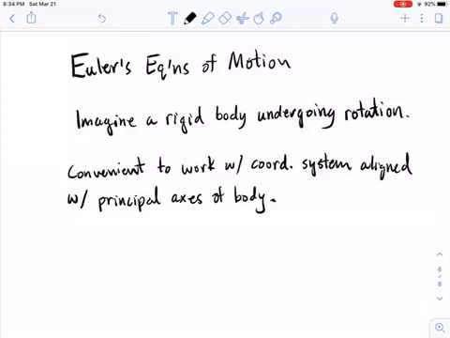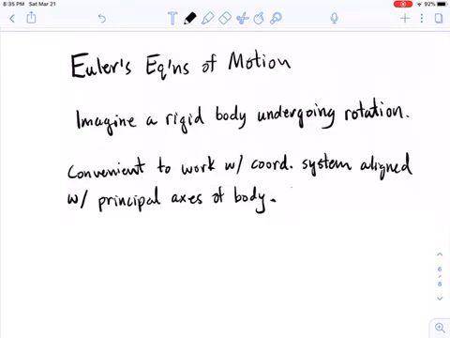So what we're going to try to do is work with a coordinate system that is rotating with the body. So think of us on the surface of the Earth. The Earth is a rotating rigid body and we are standing on its surface. So we're in that rotating reference frame. In some sense, we're always living, experiencing that perspective. And so we need to come up with the mathematical framework to describe the dynamics of that kind of system.